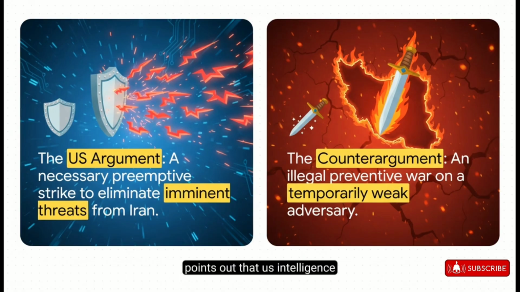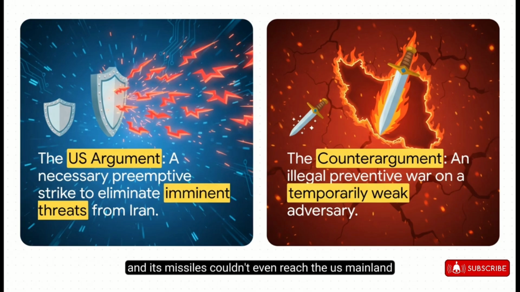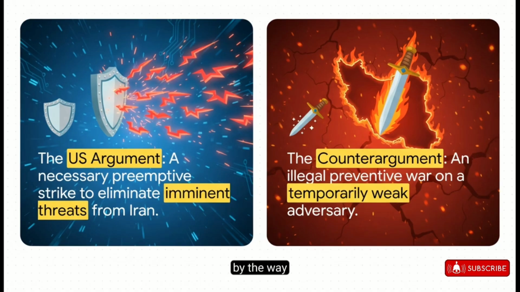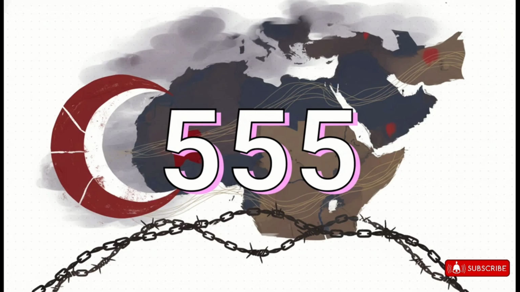The counterargument, though, points out that U.S. intelligence itself suggested Iran was still years away from a nuclear weapon, and its missiles couldn't even reach the U.S. mainland. So, from that perspective, the attack wasn't preemption, it was a preventive war, which, by the way, would be illegal under international law.